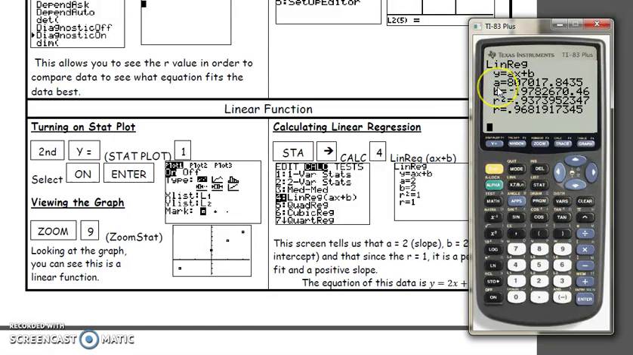And it gives us our slope, which is A, and in this case is 807,117.84. It gives us our y-intercept, which is negative 19,782,670. And this is what we're looking for right here. It's giving us an R value of 0.968, which is a pretty good fit, but we have to see if the exponential regression is a better fit.